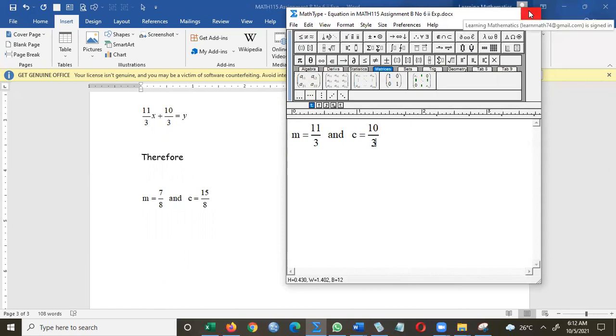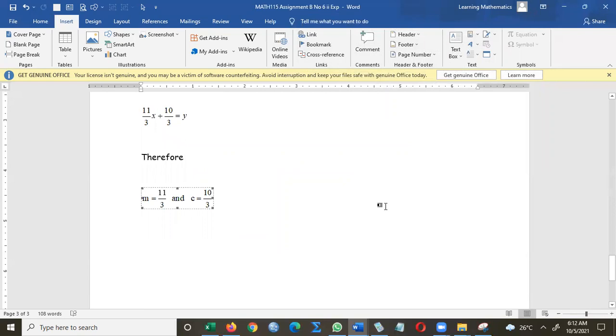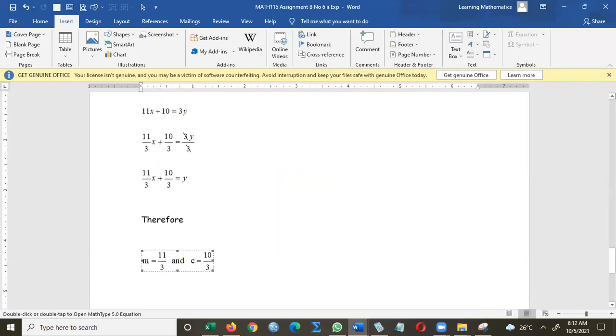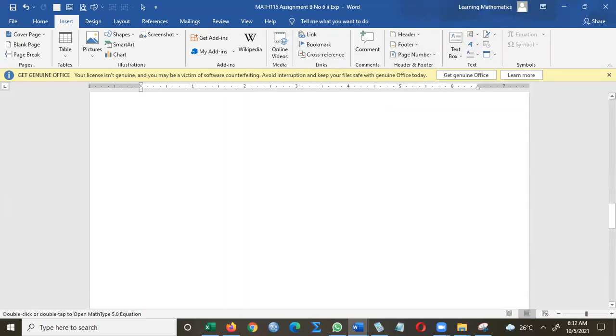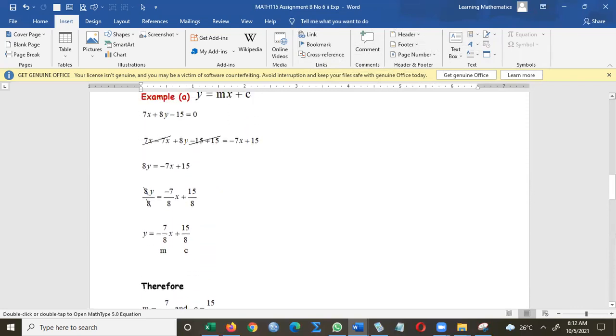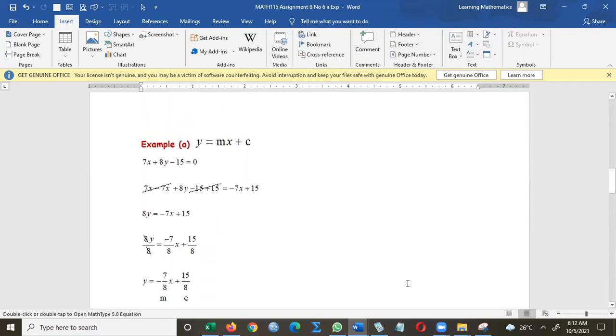So please practice this and apply it to assignment number 6, part 2, identifying m and c by rearranging the equations so they look like y is equal to mx plus c, meaning y is the subject of the formula, either on the left or on the right.